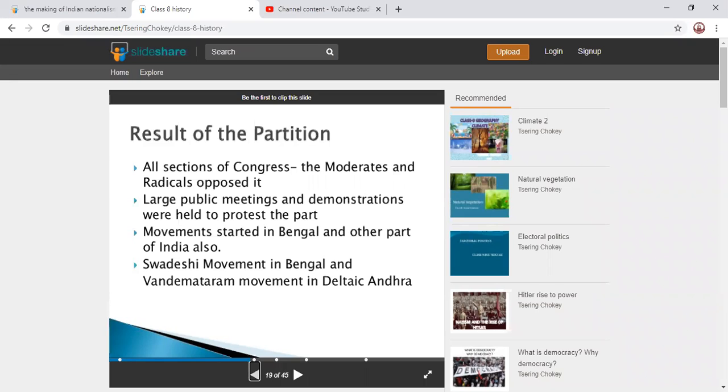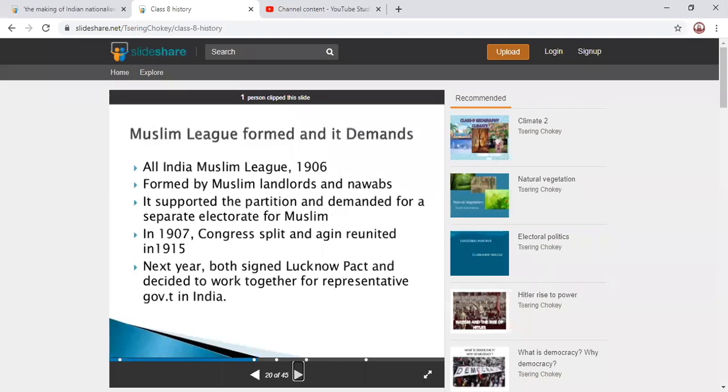And it was a time when Mahatma Gandhi returned back to India. Gandhi returned back to India in 1915. He started to observe the condition of Indians. Afterwards, he started the first satyagraha, the first movement begun by Gandhi, in 1916.